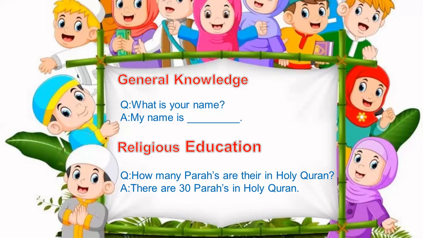How many paras? There are 30 paras in the Holy Quran. Okay, repeat with me, students. How many paras are there in the Holy Quran? There are 30 paras in the Holy Quran. Wow, you have learned about yourself and about your religion. So you have to share this knowledge with your friends and your family.